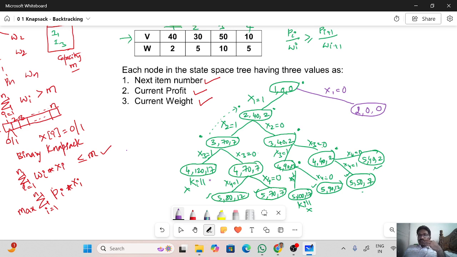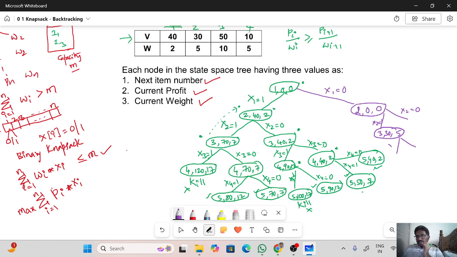Okay, so what about x2? x2 may be 1 or x2 may be 0. If it is 1, what is this one? We are going to consider the next one, the third item, and only item 2 is placed, item 1 ignored. What is the profit you are getting? Only the item 2 profit, 30. What is the knapsack weight? 5. Is 5 greater than the knapsack capacity? No. We are going to continue.